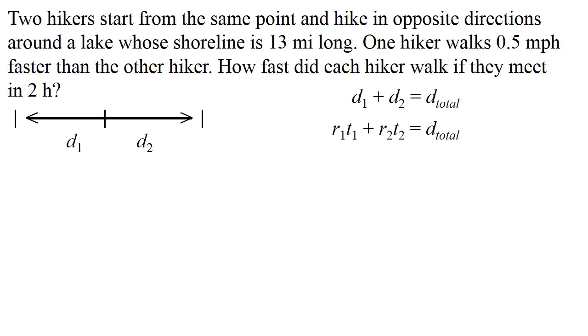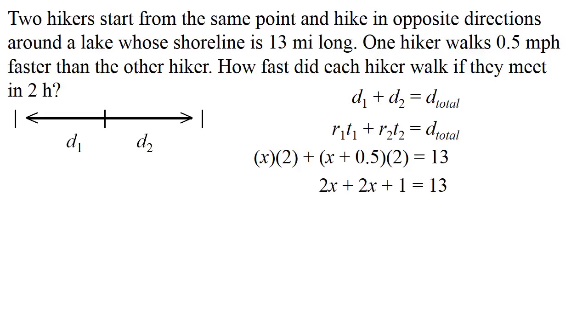I'm going to say the first hiker is going to walk at a speed of x, which means the second one's going x plus 0.5, half a mile per hour faster than the first one. Again, both of them walked for 2 hours before they met up. They walked an entire distance together of 13 miles. So cleaning this up, distribute that, 2 times x is 2x, 2 times 0.5 is 1. Combine like terms, 2x plus 2x is 4x. And now solve this for x.